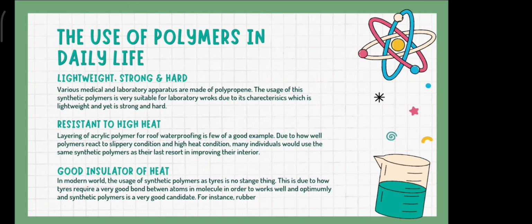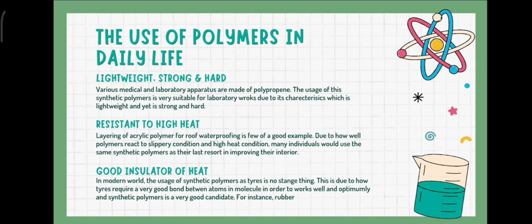For the use of polymers in daily life, they are very lightweight, strong and hard. There are various medical and laboratory apparatus made of polypropylene. The usage of these synthetic polymers is very suitable for laboratory work due to their characteristics, which are lightweight yet strong and hard. Another characteristic is resistance to high heat. Layering of acrylic polymer for roof waterproofing is a good example, due to how well polymers handle slippery and high heat conditions. They are good insulators of heat. In the modern world, the usage of synthetic polymers as tires is no strange thing.